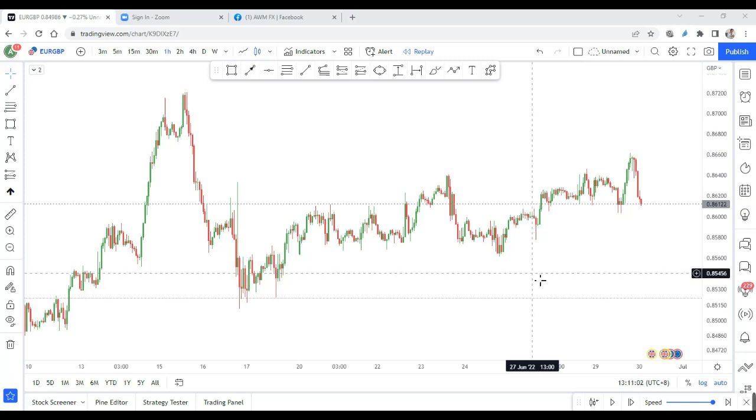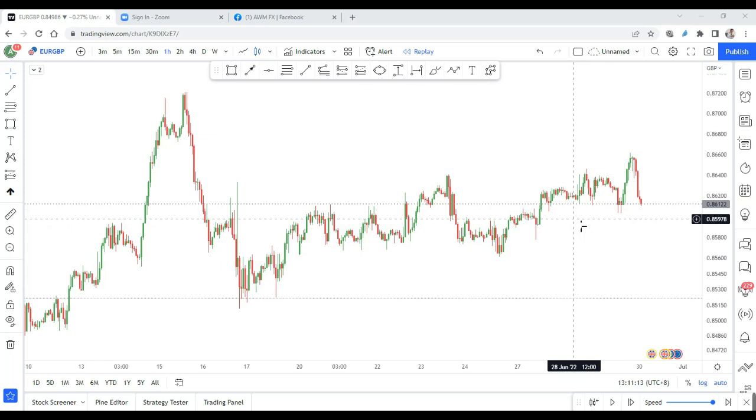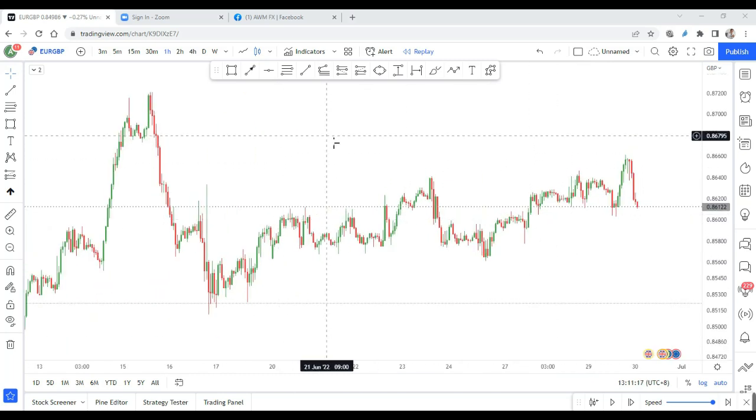I want to share a setup. This setup I actually shared with my mentor groups a few weeks ago. I wanted to share it with you guys because it is a very beautiful setup. So first of all, what we are looking at is the Euro GBP.